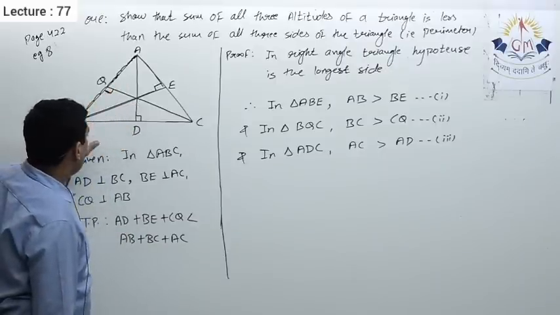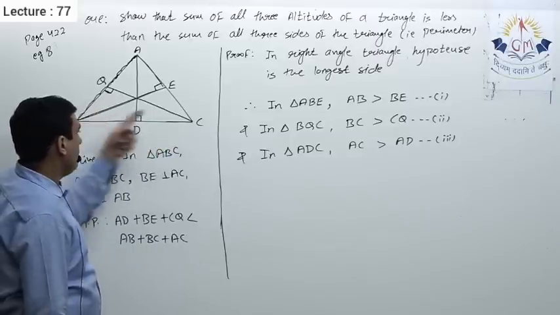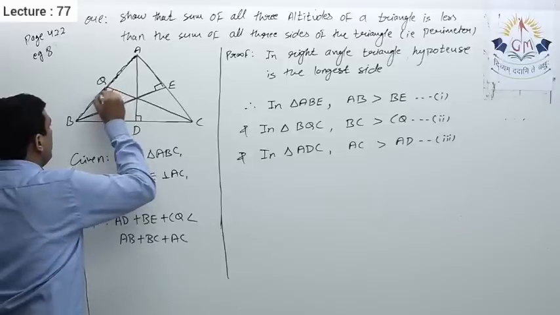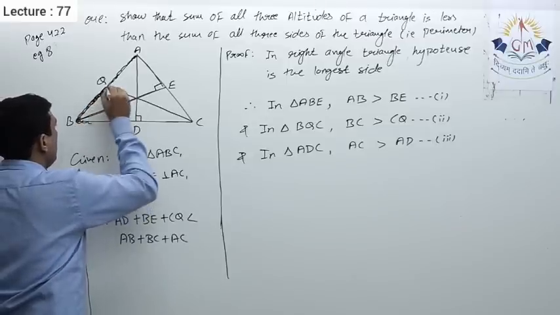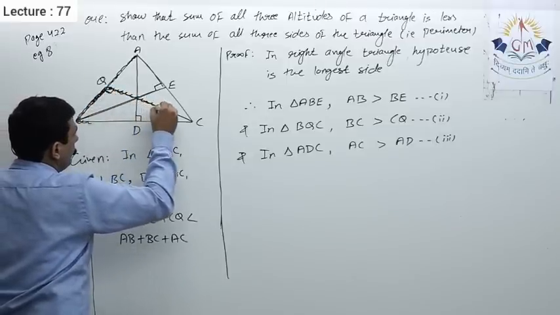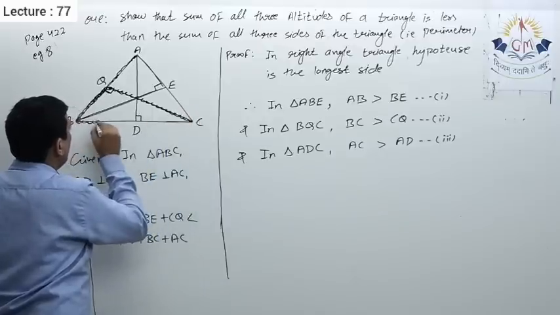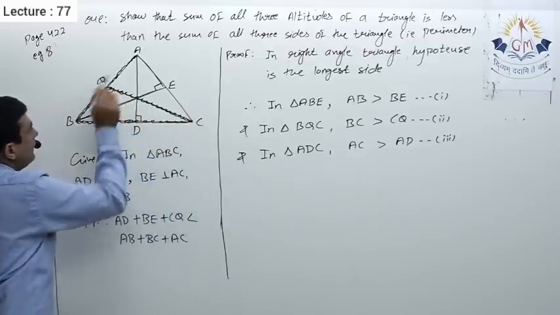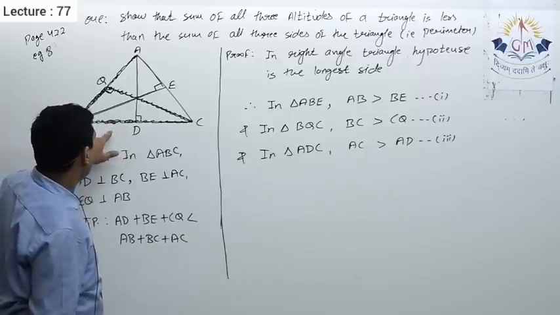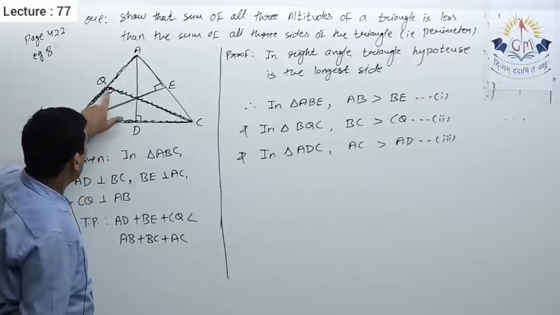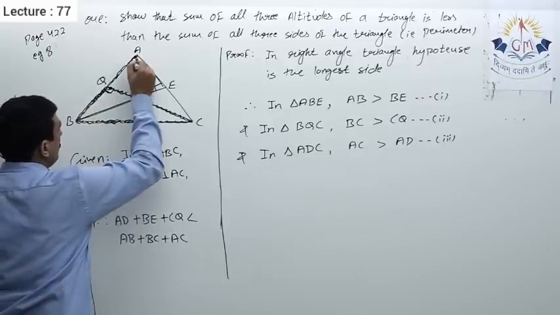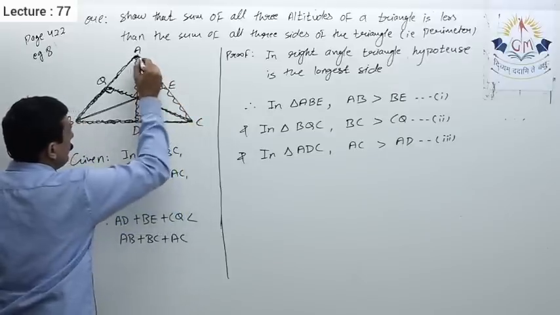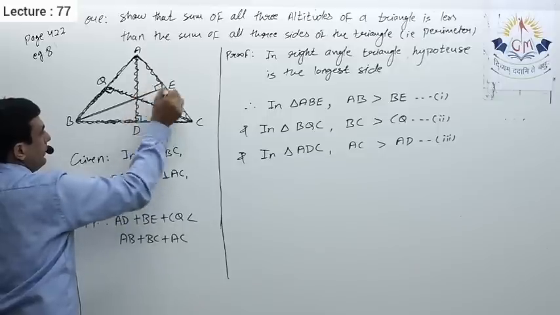Then I took another triangle that contains BC as well as the second altitude CQ. So BC is the hypotenuse for triangle BCQ, so BC is the longest side, and BC is greater than CQ. And then I took this triangle ADC. Over here AC is the hypotenuse, so AC is greater than AD.